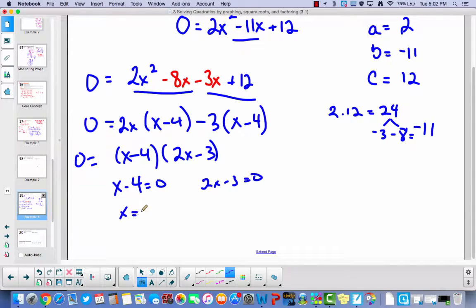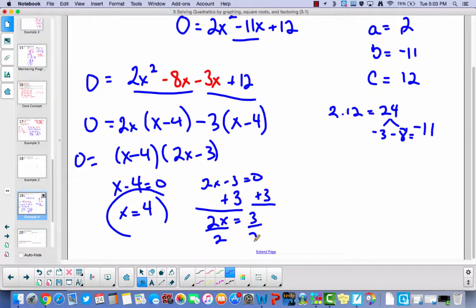Solving here, I get x equals 4. That's one solution. Solving here, I'm going to add 3 to both sides. Divide both sides by 2. And I get x equals 3 halves. Or in this case, if you wanted to call it 1.5, you could. So those are my two choices.